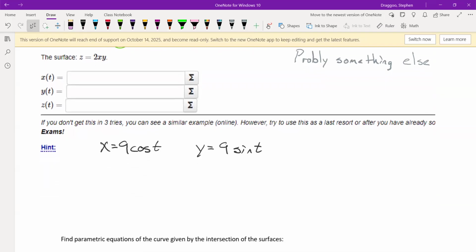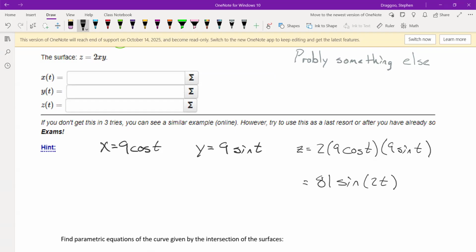But once I get sine and cosine, from there, I can just get z by plugging them in. So this will be 2 times 9 cosine t times 9 sine t. And if I really wanted to simplify that, I could call it 81 times the sine of 2t, since that looks an awful lot like the sine double angle formula. There we go. Again, though, that won't be necessary. You can just leave it in that top example.